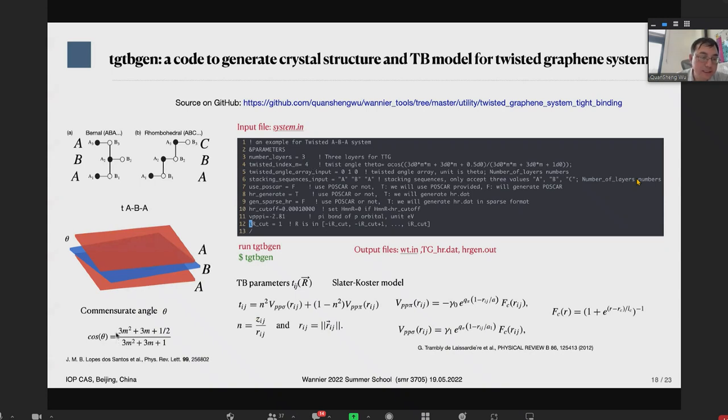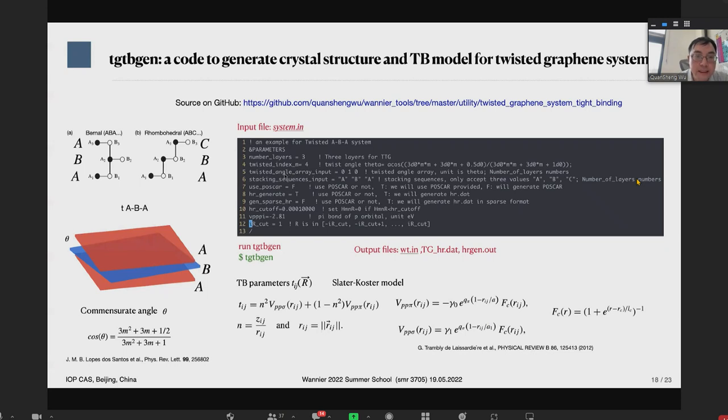This twist index is defined from the commensurate rotation convention. You can read the paper here. The relation between this index and the angle is like this. And a special case is zero. In the code, if you set m equals zero, then it means the twist angle is zero. So just no twist.